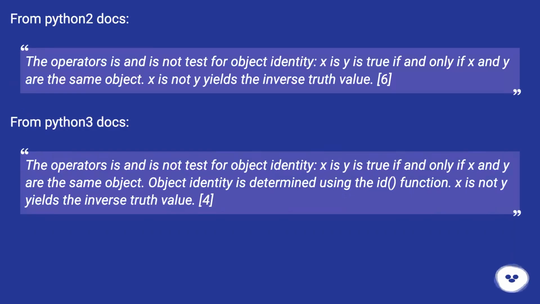From the Python 2 docs: the operators is and is not test for object identity. x is y is true if and only if x and y are the same object. x is not y yields the inverse truth value. From the Python 3 docs: the operators is and is not test for object identity. x is y is true if and only if x and y are the same object. Object identity is determined using the id function. x is not y yields the inverse truth value.